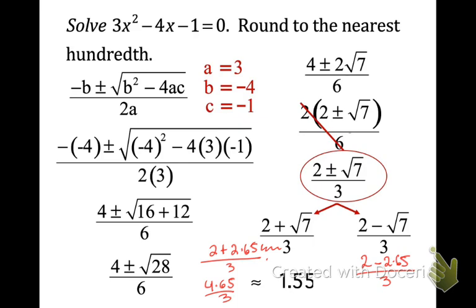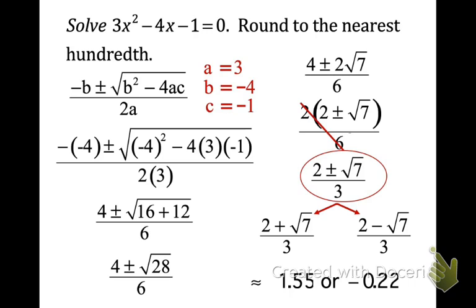And then we're going to divide it by 3. And I get about negative 22 hundredths. And there we go, and those are your solutions. Now, that's only if it asks you to round to the nearest hundredth. Otherwise, you leave it in this reduced radical form here.